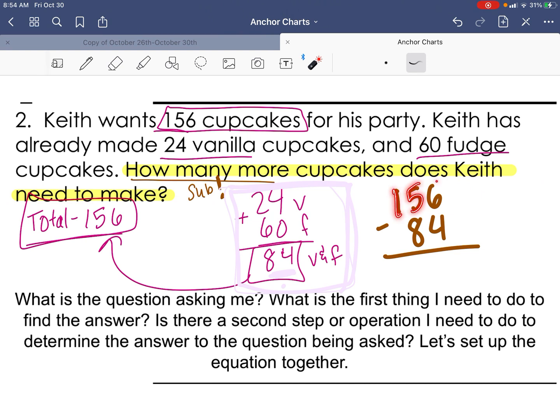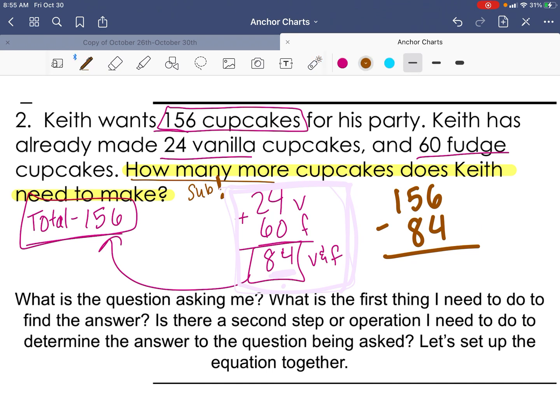Now, how many more cupcakes does Keith need to make? We're taking the total that he wants to make, minus what he's already made, and we are subtracting, because how many more? We subtract. When you're trying to figure out how many more, or how much larger is this number than this, we subtract. I'm not going to do this for you. I want you to set this up and use base 10 blocks, a number line, any of our strategies to figure out what that answer is.